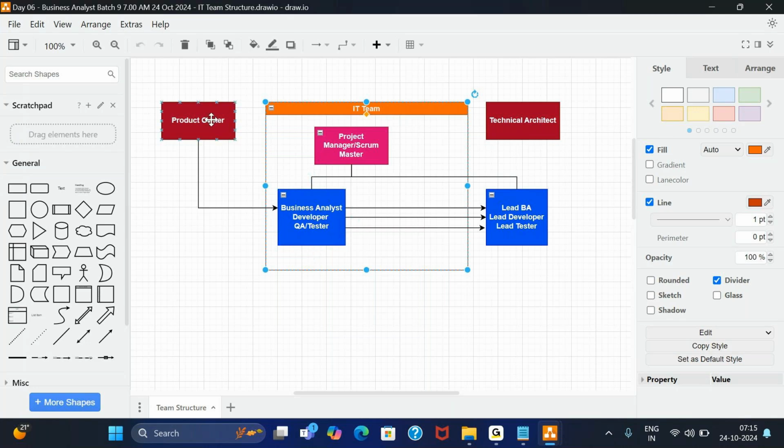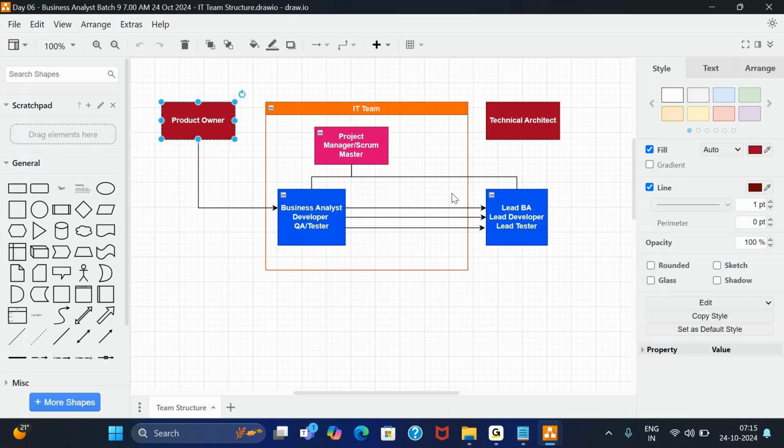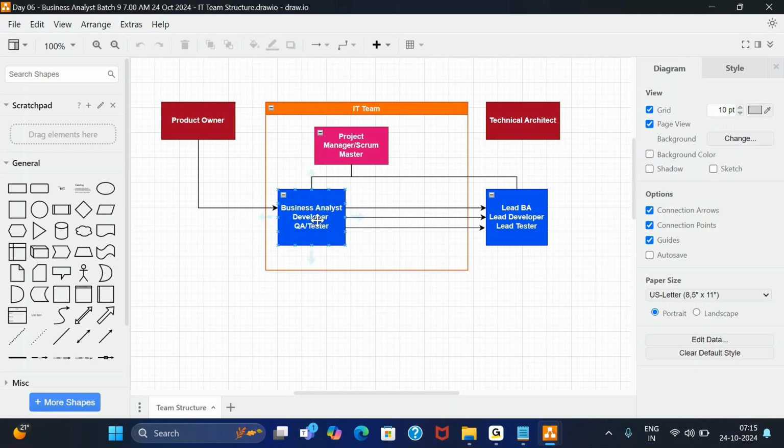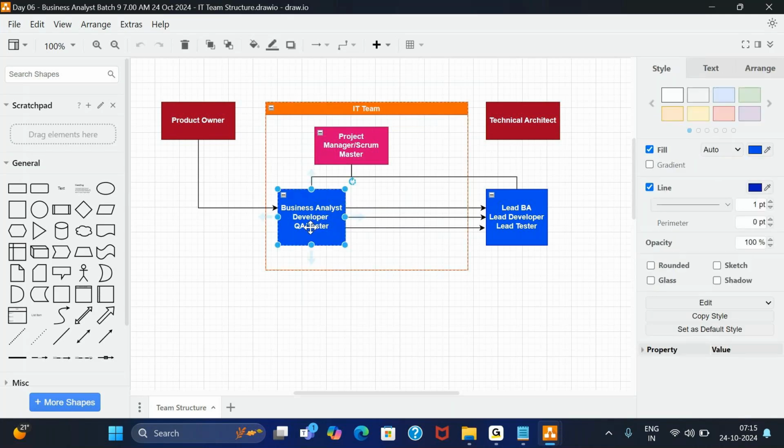Whatever you see outside of the box, that means these are not direct members of the team, but they are more of support roles. These people are not part of the team, but these people are available to support my team directly. So for example, a business analyst, developer, QA, and Scrum Master will form the members of my team.